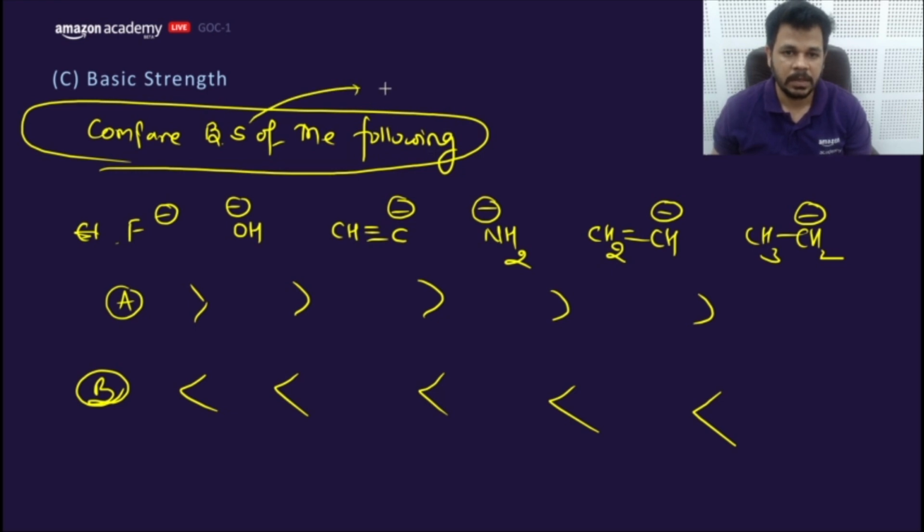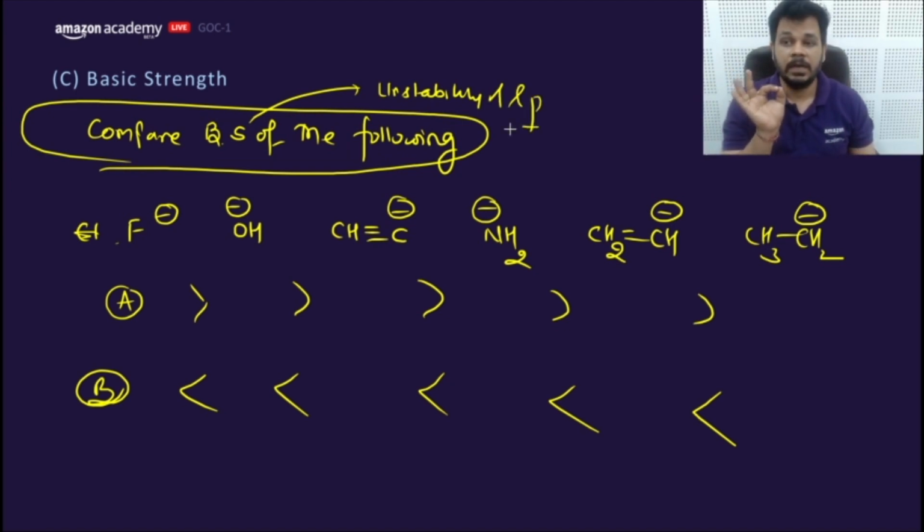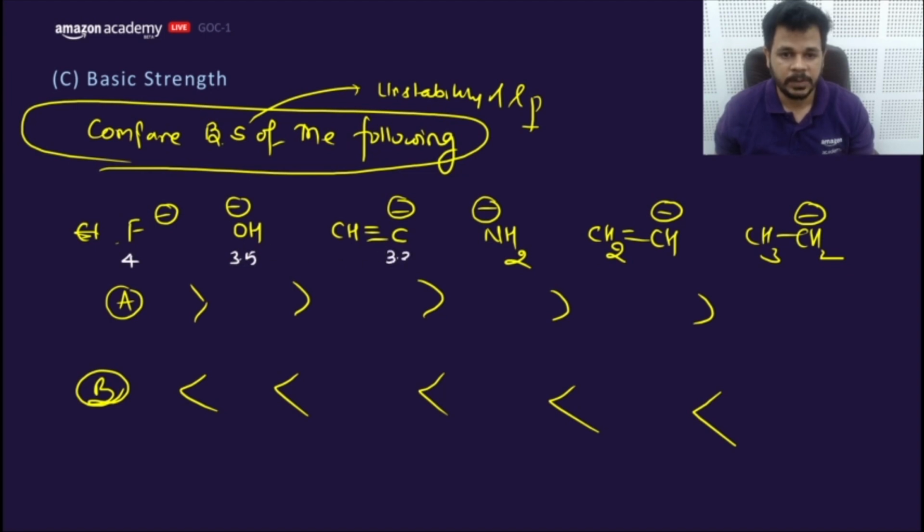Basic strength means instability of lone pair. Instability, not stability, my dear friends. You all are answering the stability order, as per electronegativity. Fluorine is 4, this is oxygen 3.5, sp carbon is 3.25, this is 3, this is 2.75, and this is 2.5.